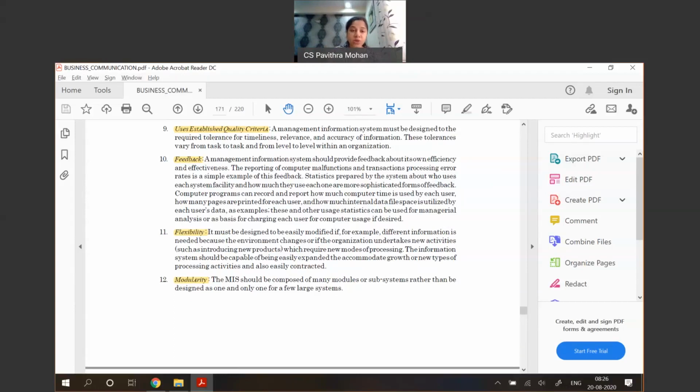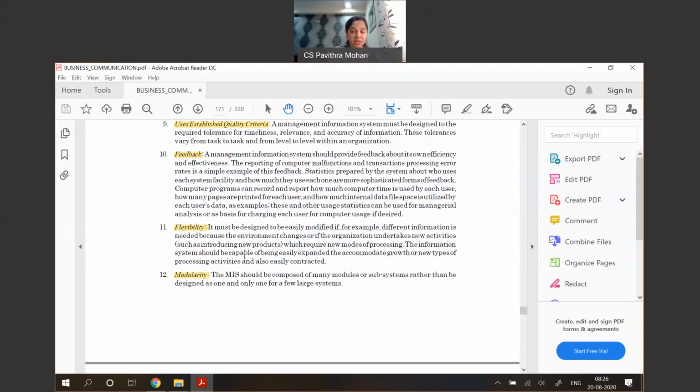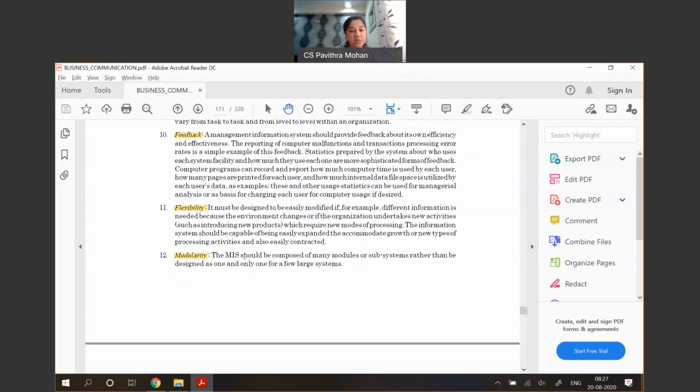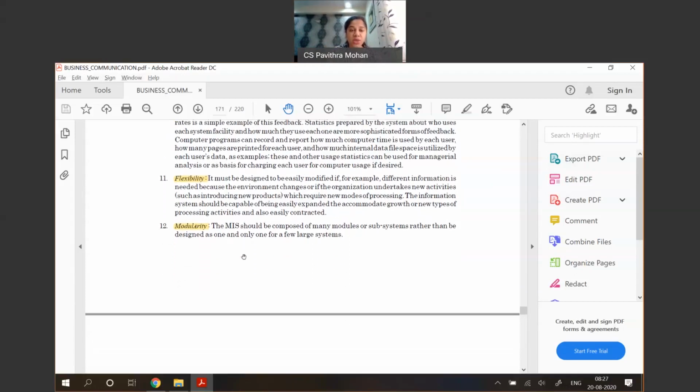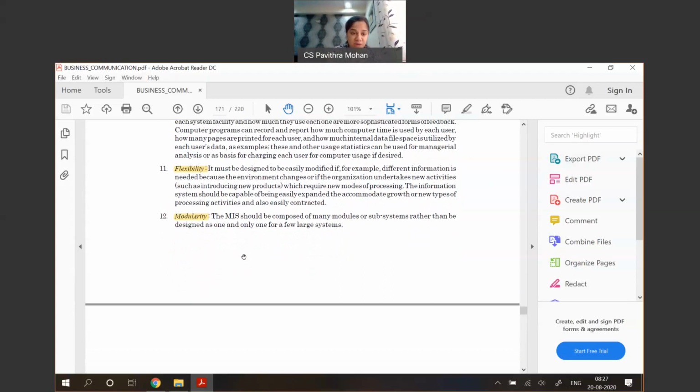It is easy for us to give feedback in MIS because it will help us in analyzing the data and interpreting the data. So feedback is much easier here, and it is flexible. If I want to make any changes in the way my MIS is functioning, it becomes easier for us to change the criteria or the presentation skills.